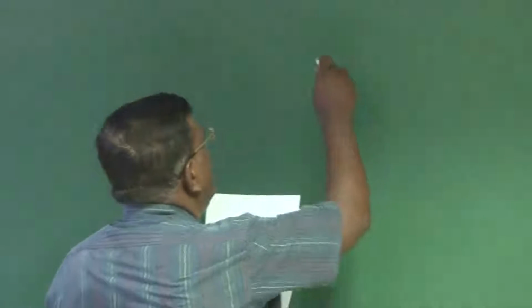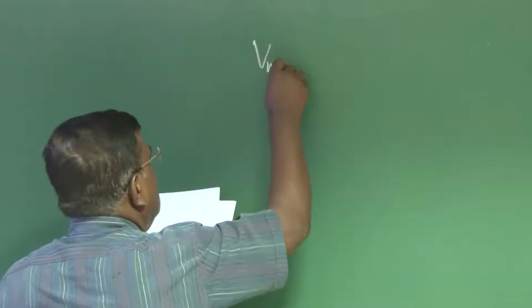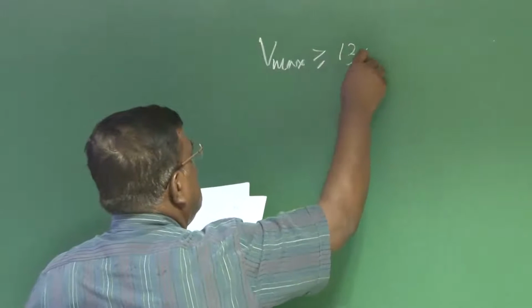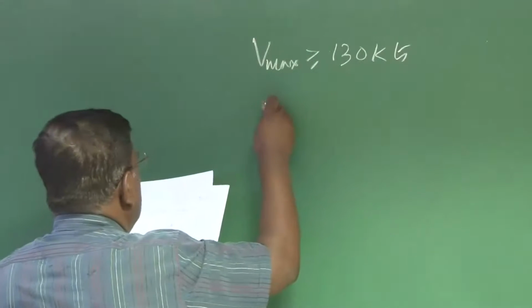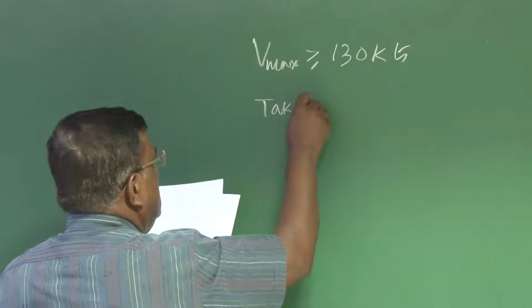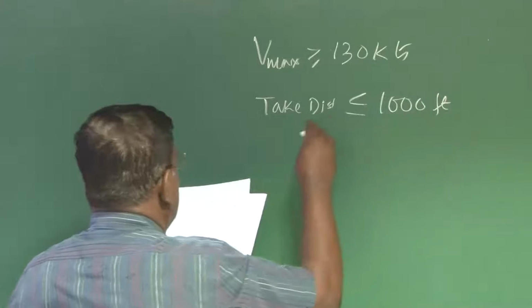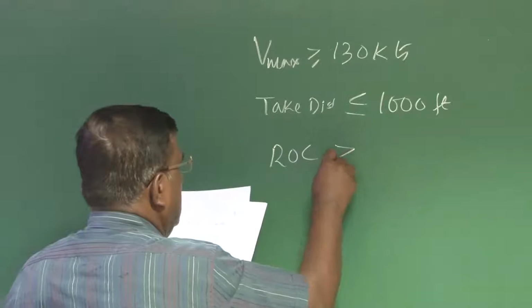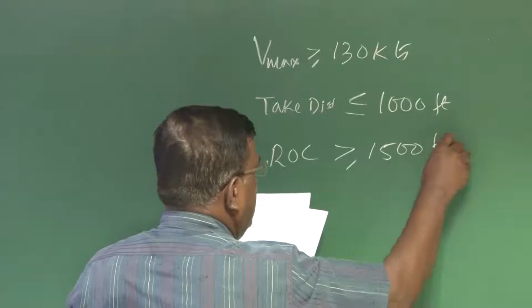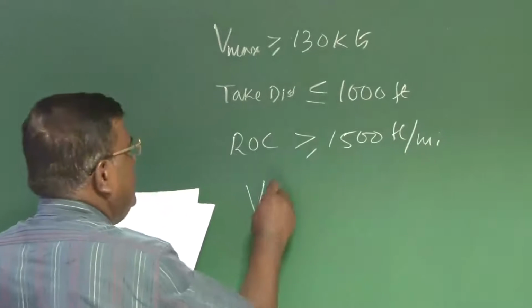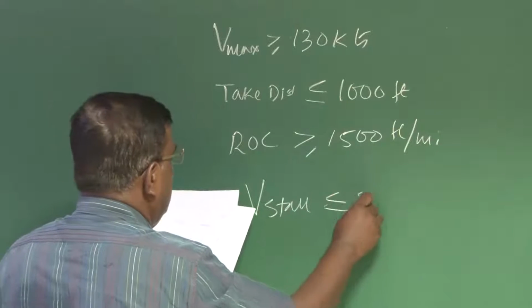Morning, friends. Let us have a relook on the example where we were calculating wing loading. If you recall, the mission requirements were V max greater than or equal to 130 knots, then takeoff distance less than or equal to 1,000 feet, then rate of climb greater than 1,500 feet per minute, and of course V stall less than or equal to 50 knots.